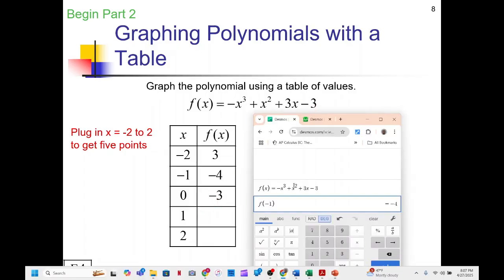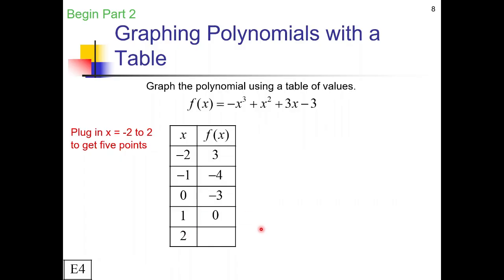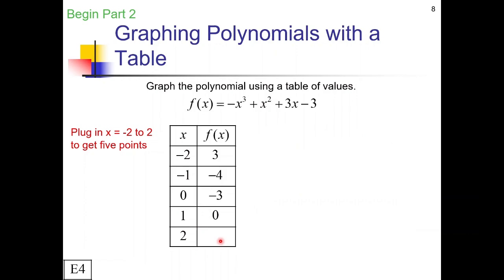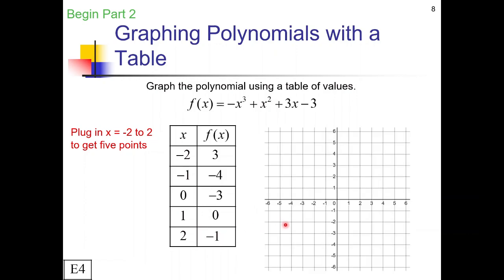Plugging in 1, you probably don't need a calculator, but just to be on the safe side with those negatives, oh, that actually comes out to 0. That's kind of nifty. And then plugging in 2, f of 2 gives us -1. All right, so we're going to graph all these points now. We've got -2, 3. And one thing it's good to do before you actually make your grid is just look at the y values. These y values don't look too crazy, but if you had something like -40 or 100, you'd want to change your grid lines to accommodate that.